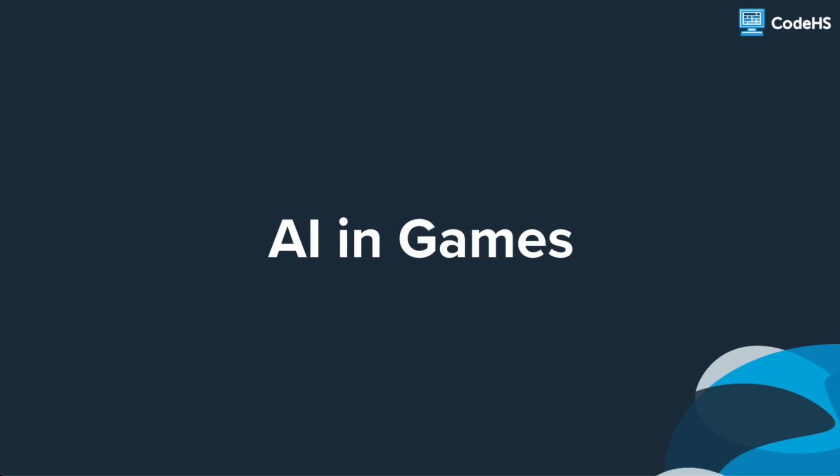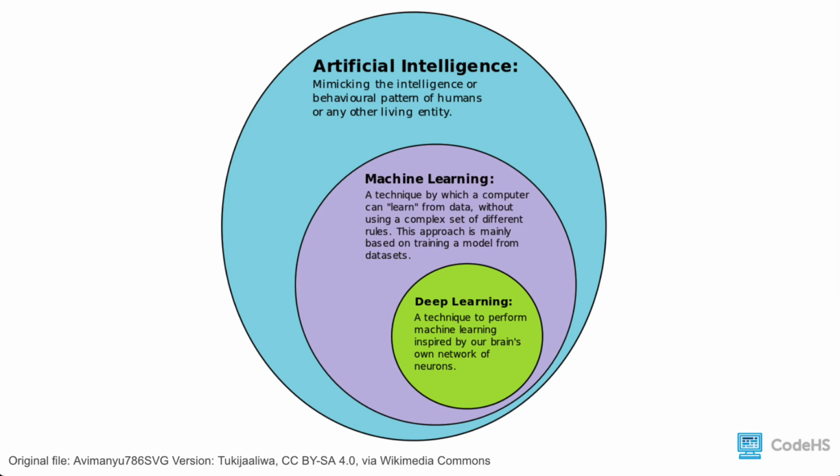Hi, in this lesson, you'll take a look at types of AI used in games and begin scripting your own AI behaviors. Nowadays, when you think about artificial intelligence, or AI, you probably think of generative AI. This is just one type of artificial intelligence. Broadly speaking, AI is when programs mimic the intelligence or behavioral patterns of humans or any other living entity.